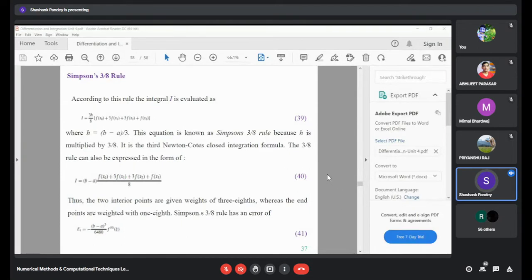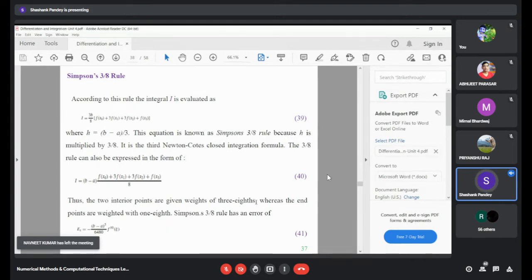You can see here that the integral I is represented by 3/8 h times, and some functions are being added here. So you see that the value of the function at the extreme points is given a weight of 1, that is, it is multiplied with the coefficient 1, whereas inner points are multiplied with the coefficient 3. So this is Simpson's 3/8 rule.